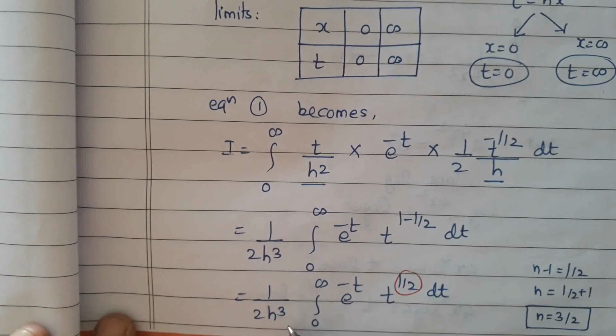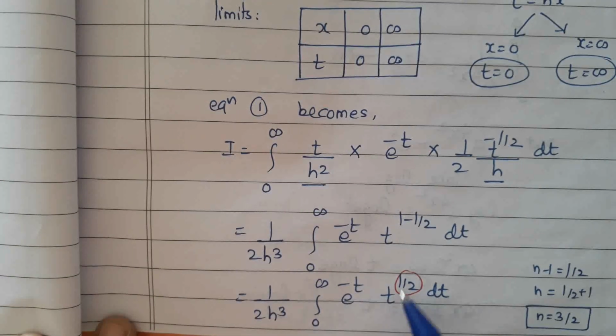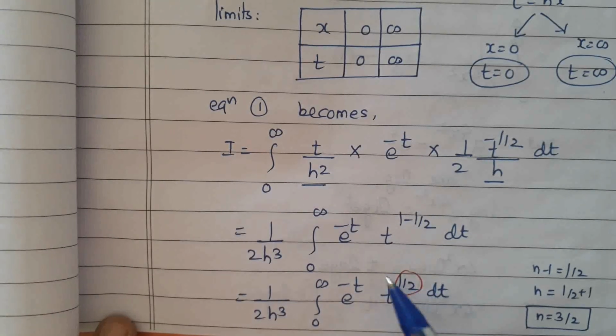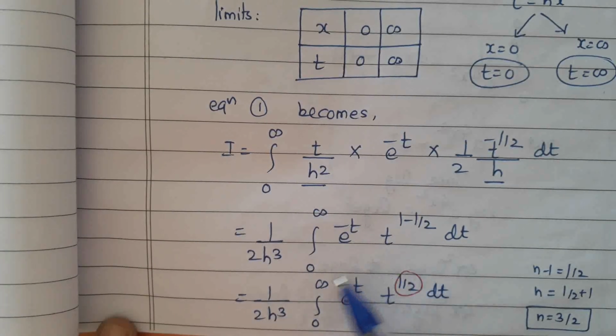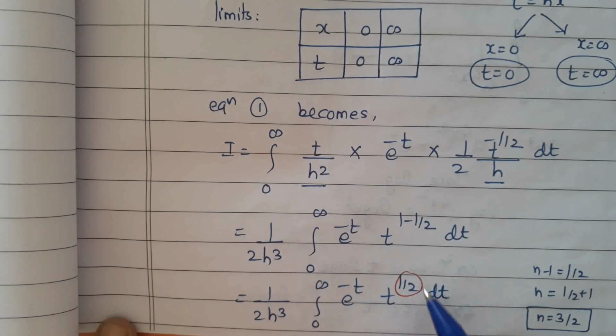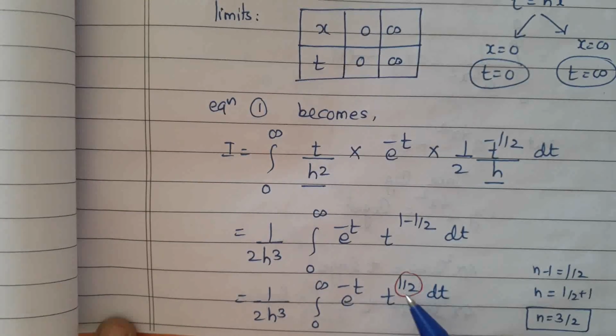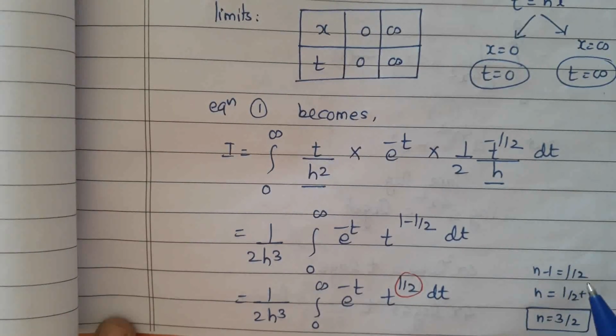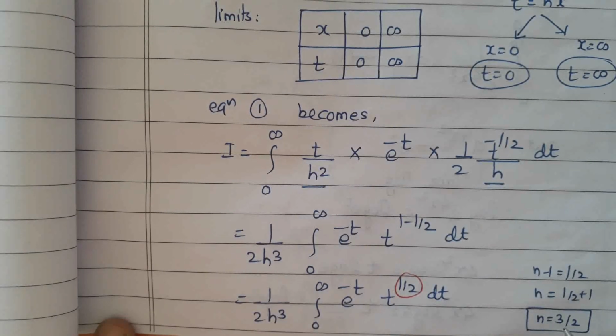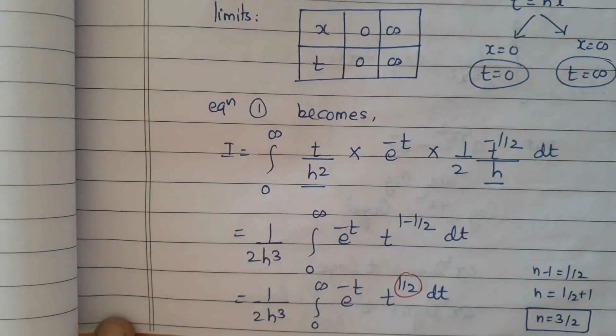1 upon 2h cube, integral 0 to infinity e raised to minus t, t raised to 1 by 2 dt. Again here the pattern of this integral is like the gamma function. So find the value of n by comparing the power of t with n minus 1. n minus 1 is equal to 1 by 2, n is equal to 1 by 2 plus 1, n is equal to 3 by 2.